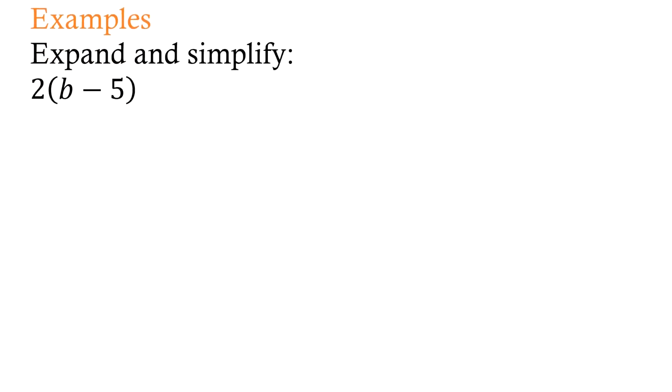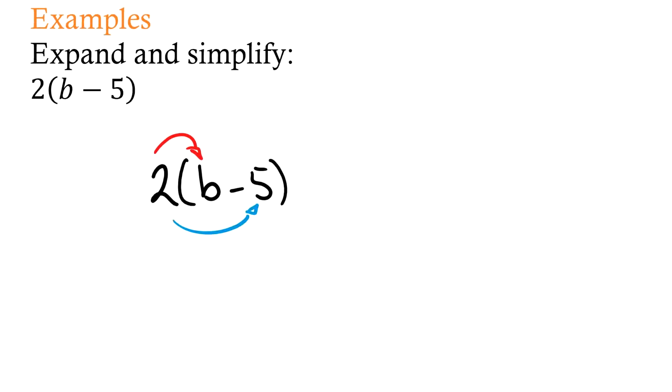So we're going to look at some examples. Here we have expand and simplify 2 bracket B minus 5. Again, I like to do arrows. So here's my first arrow, and then here's my second arrow. For the red one, we have 2 times B. 2 times B is 2B, so 2B goes there. We then have the blue arrow, which is 2 times negative 5. We're looking at this whole thing here. 2 times negative 5 is negative 10, so minus 10. Alright, so that's your answer. You draw your arrows, they just help you visualize what you're trying to do.